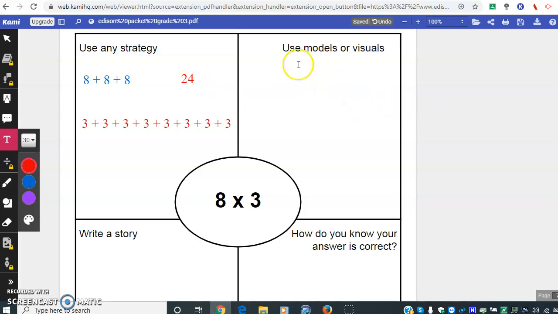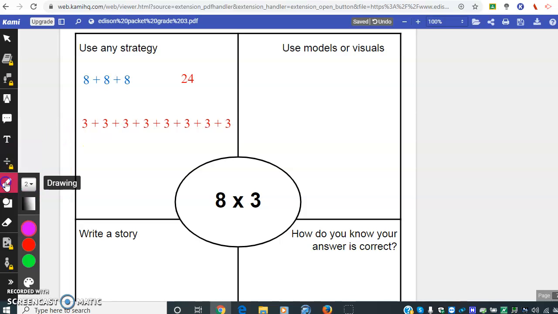Now I need to do it with models or visuals. One of the models that I like to use for multiplication is the equal groups model. An equal groups model looks like this. The 8 here tells me that I've got 8 groups. So I'm going to make 8 circles. 1, 2, well, big size difference.